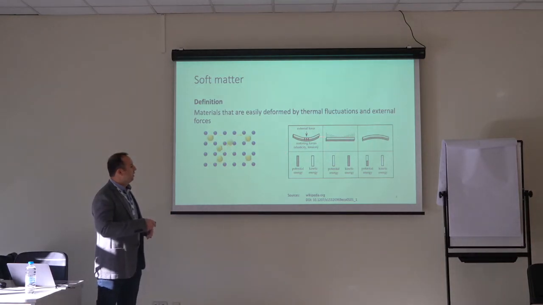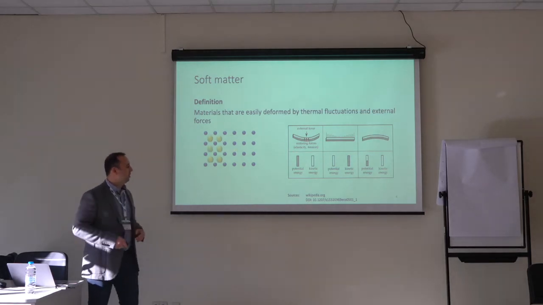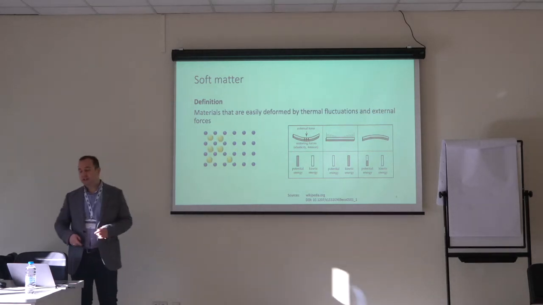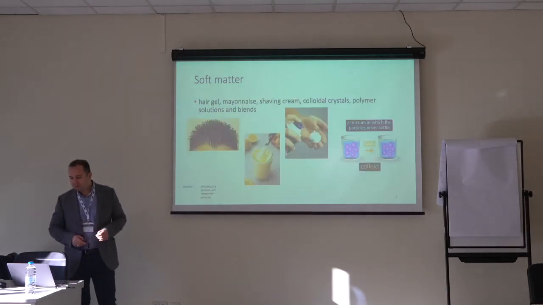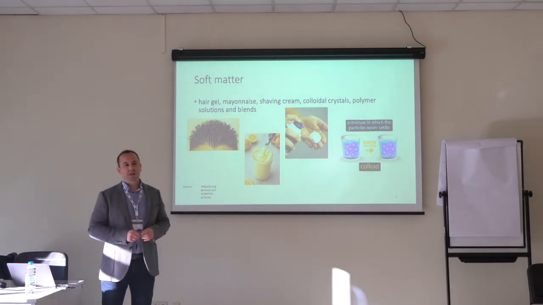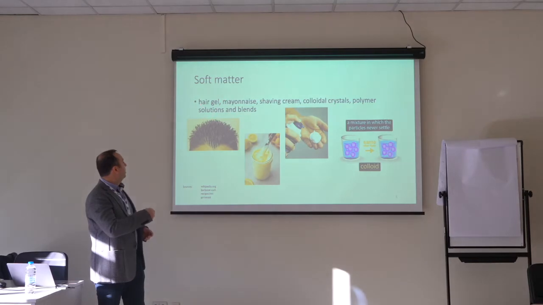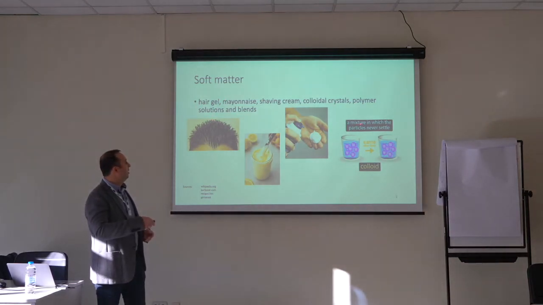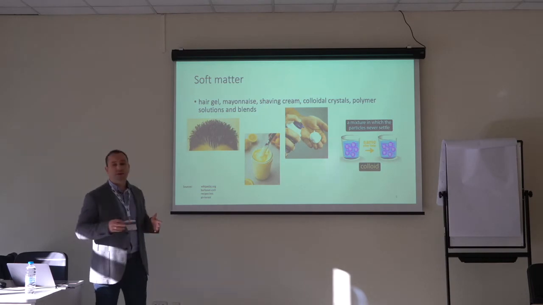So you end up with material properties such as elasticity and tension, and you have a different distribution of potential energy and kinetic energy in the system. A couple of examples of soft matter, which might be quite interesting for the industrial community, are hair gels, mayonnaise, shaving cream, colloidal crystals, polymer solutions, and blends.